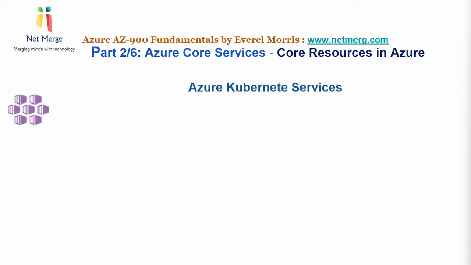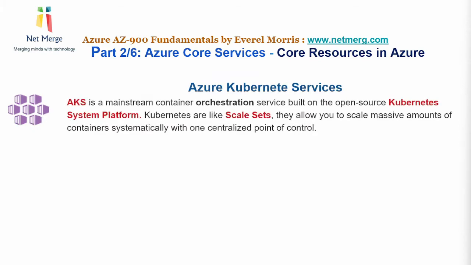Now let's look at containers on a broader scale. We're looking at Azure Kubernetes Service. Now Azure Kubernetes Service is a mainstream container orchestration, a containerized automation service that is built on the open source Kubernetes platform. It is designed to solve complex orchestration problems.